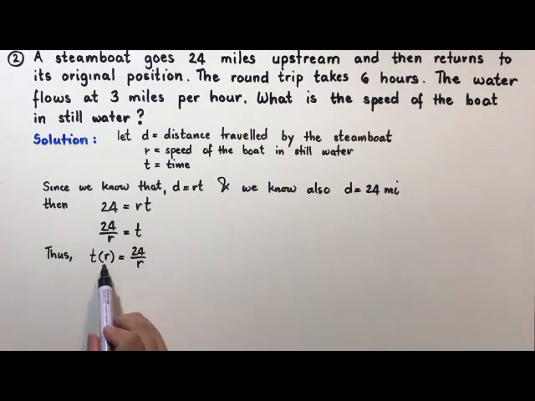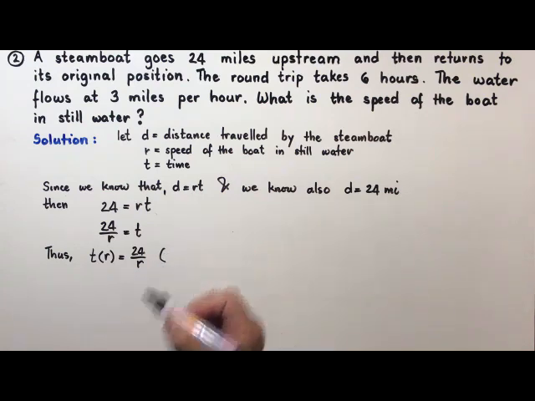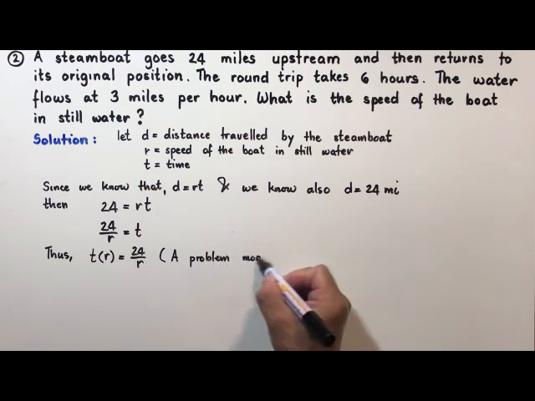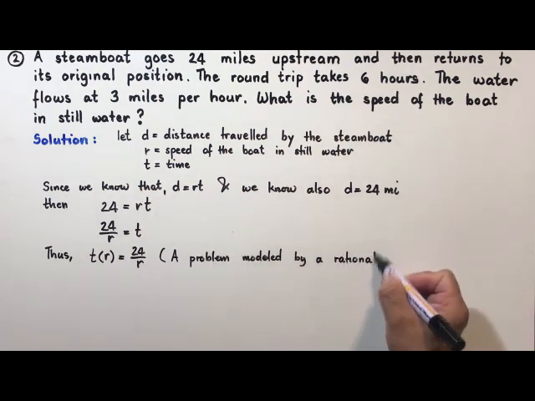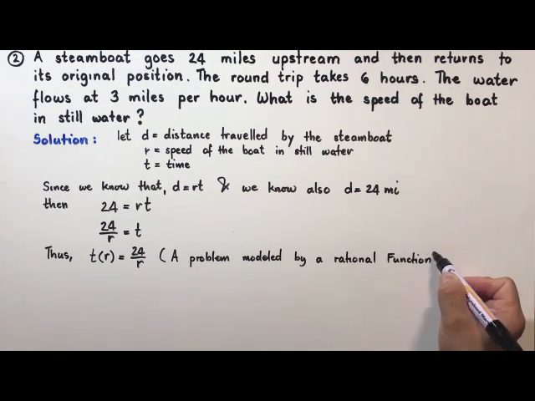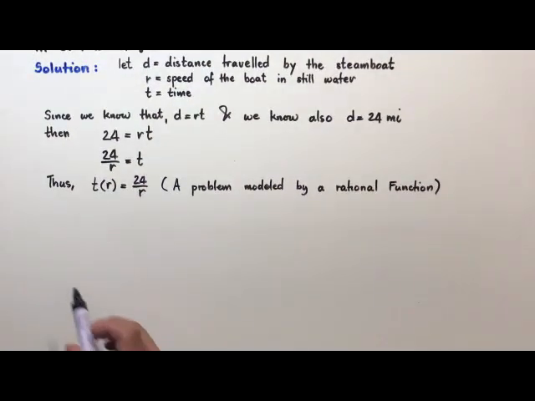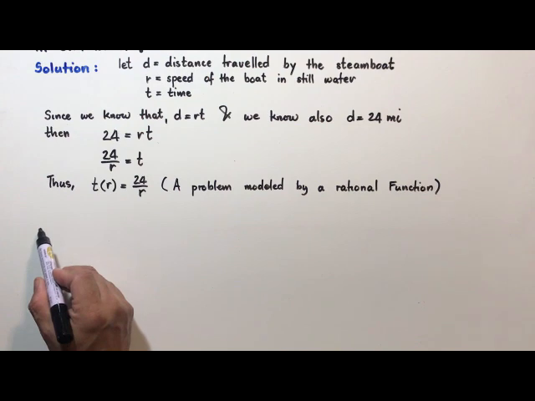In other words, if the speed is so fast, then the time spent is too short. While when the speed is slow, then the time spent is a little bit longer. And you see that this is a problem modeled by a rational function. So to illustrate further, allow me to give a little illustration here.